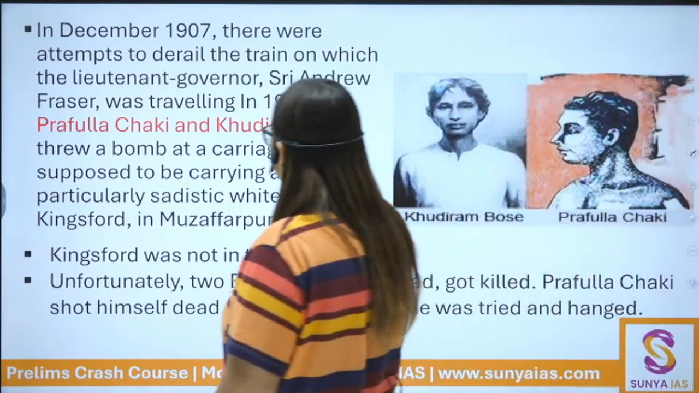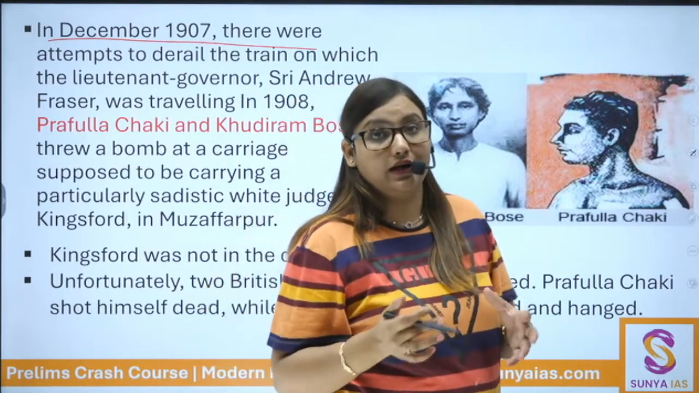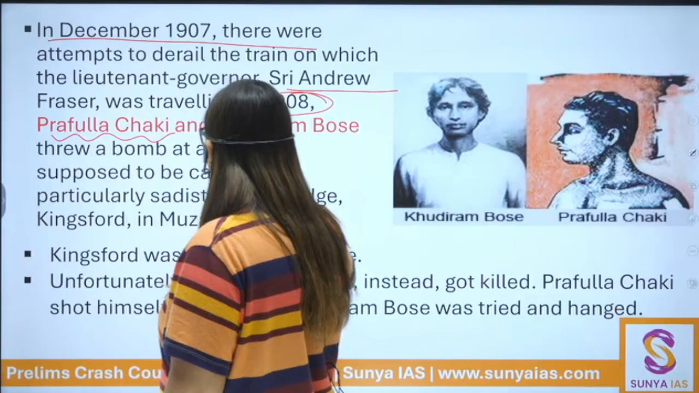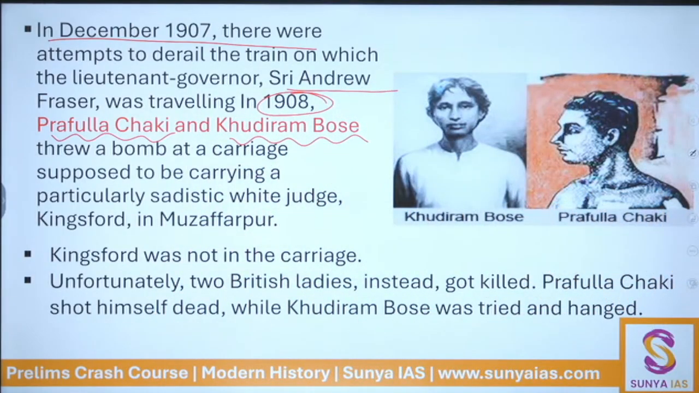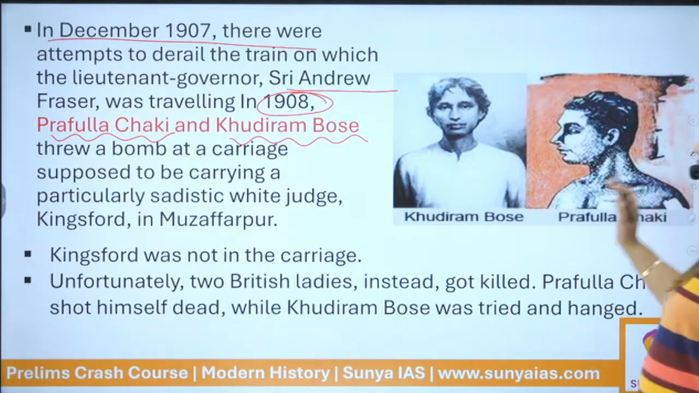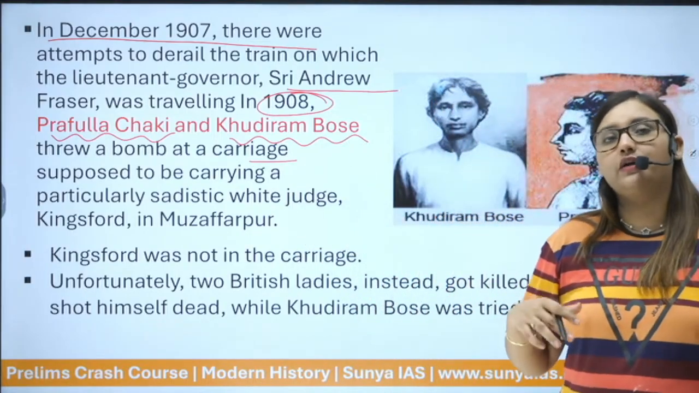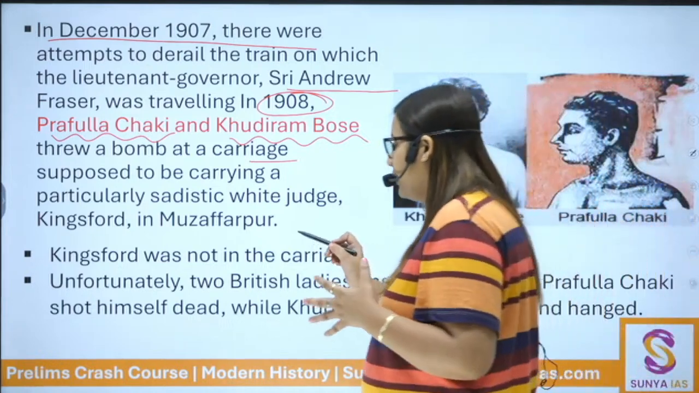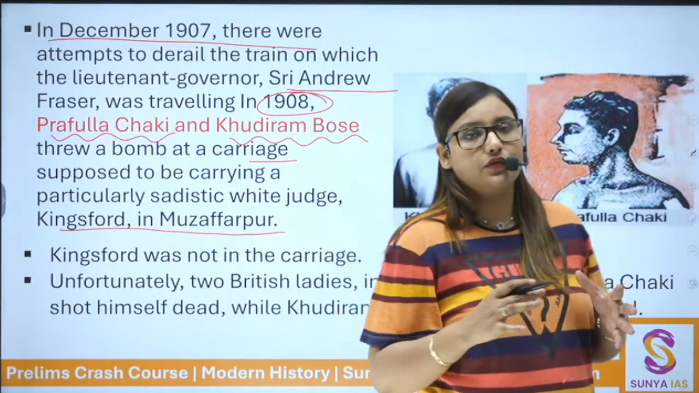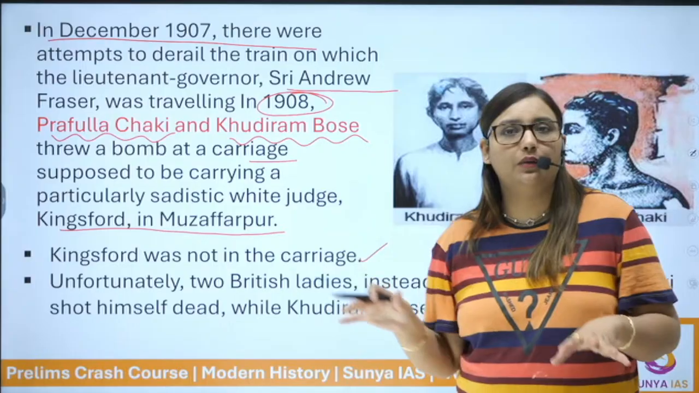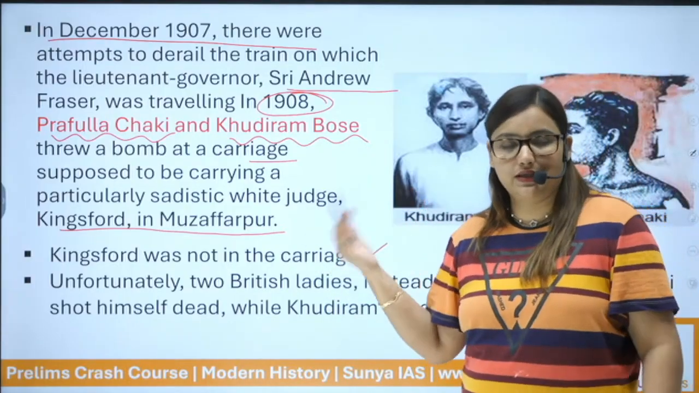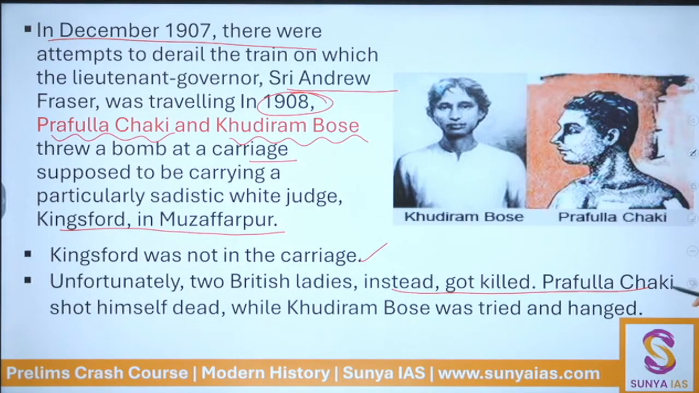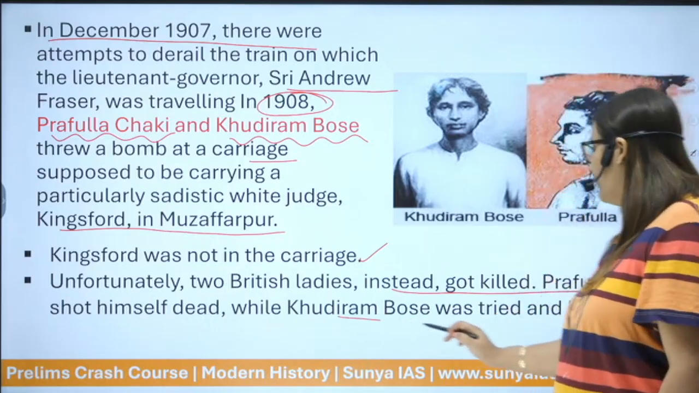In December 1907, there were attempts to derail the train on which Lieutenant Governor Sir Andrew Fraser was travelling. In 1908, Prafulla Chaki and Khudiram Bose, you can see these two people here, look at the images clearly, threw a bomb at a carriage. They thought the carriage would have the sadistic white judge Kingsford in Muzaffarpur. However, Kingsford was not in the carriage, so this attempt was not completely successful. But unfortunately, because of this bombing, two British ladies got killed instead, because of which Prafulla Chaki shot himself dead while Khudiram Bose was tried and hanged.